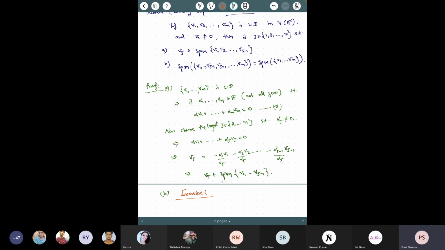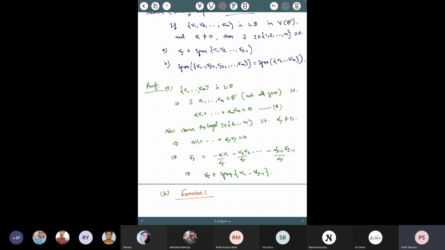But alpha 1 v1 equal to 0 means what? Since v1 is not 0, this is given. That means this implies alpha 1 is 0. But that means that all these scalars are 0. But we are saying that not all of them are 0 here. So this is a contradiction.